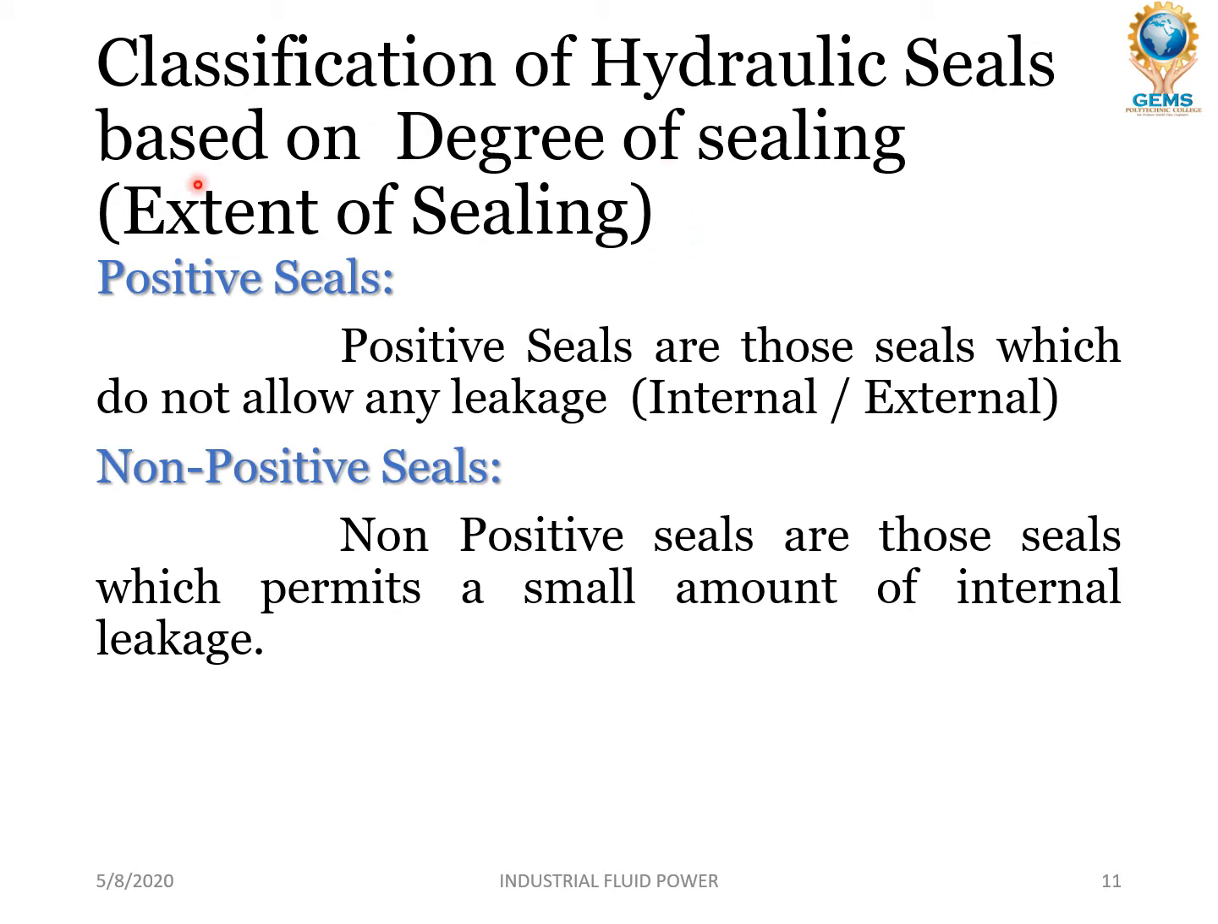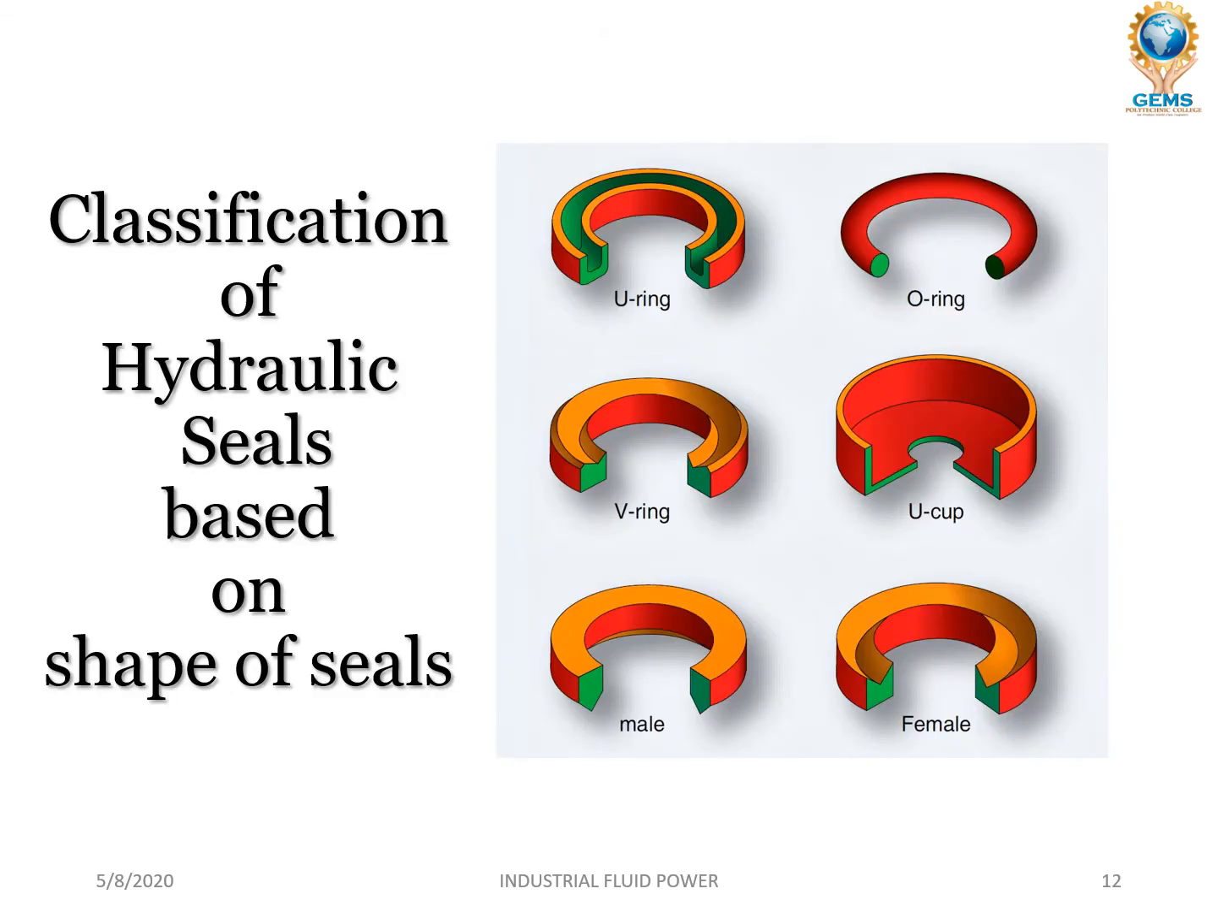Classification of hydraulic seals based on degree of sealing and extent of sealing: positive seals and non-positive seals. Positive seals are those seals which do not allow any leakage, internal or external. Non-positive seals are those seals which permit a small amount of internal leakage.